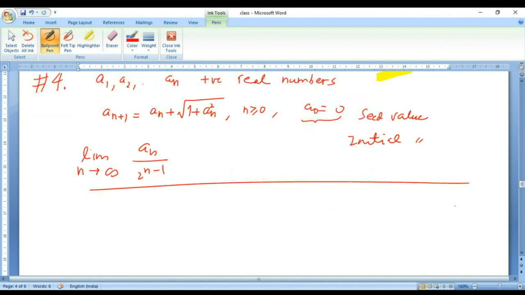Let's have a look at the problem again. Let a1, a2, an be a sequence of positive real numbers defined by an plus 1 equals an plus square root of 1 plus an squared, n greater than or equal to 0, and a naught equals 0 is the seed value. And one has to find the limit as n approaches infinity of the expression an over 2 to the power n minus 1.